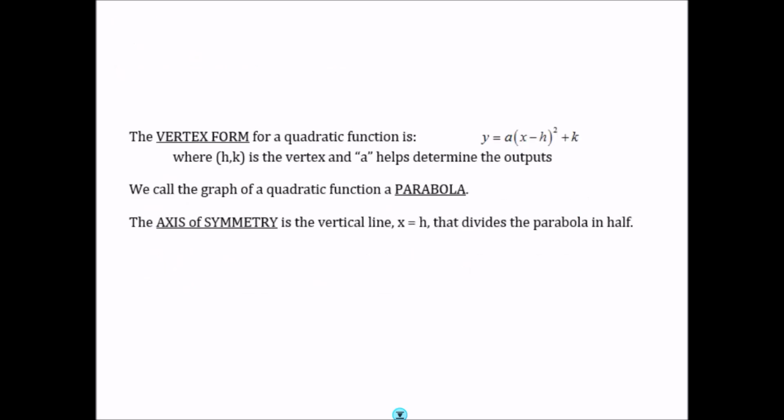Let's take a look at some vocabulary. First, vertex form for a quadratic function is y equals a times (x minus h) squared plus k, where (h, k) is the vertex and a helps determine the outputs. In other words, vertex form is the AHK format that we learned about in our functions unit. Remember that the graph of a quadratic function is called a parabola, and our new vocabulary word is axis of symmetry. It is the vertical line, always x equals h, that divides the parabola in half.